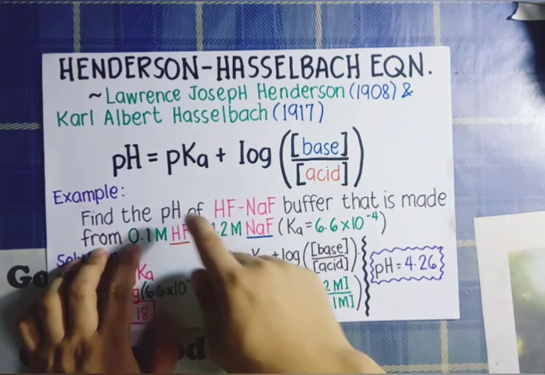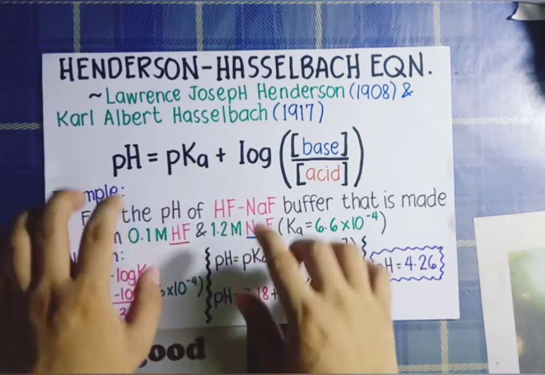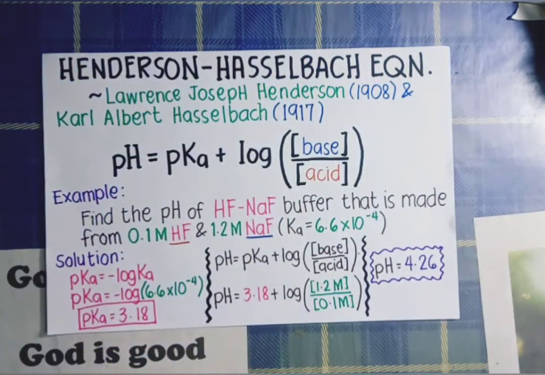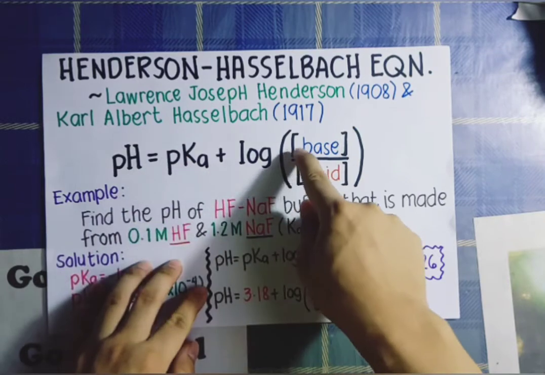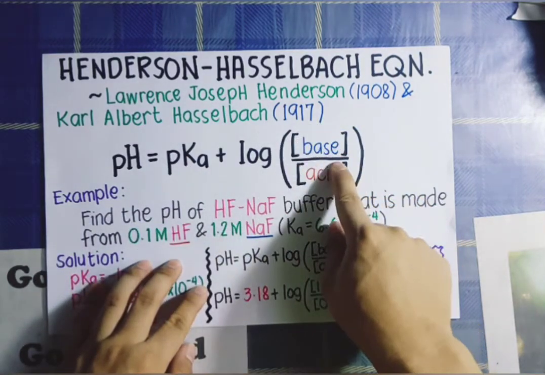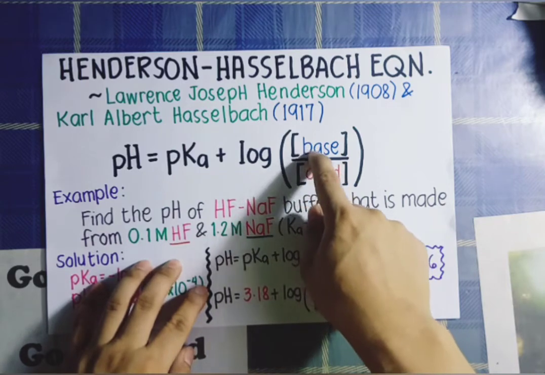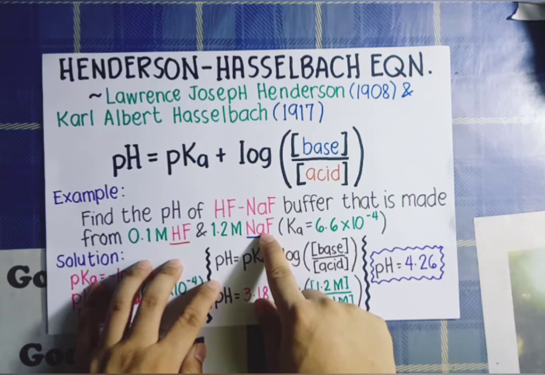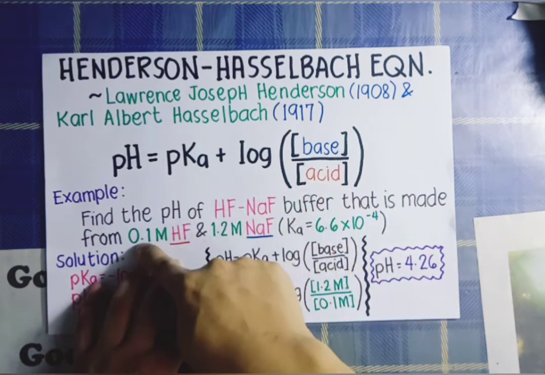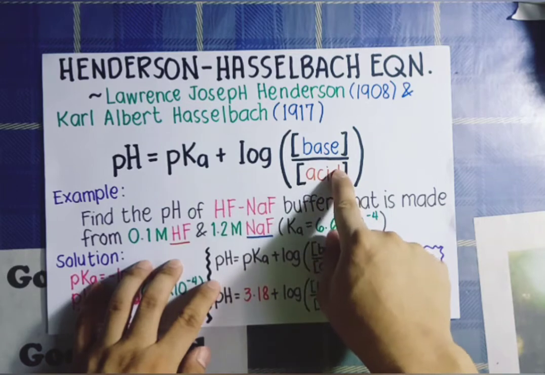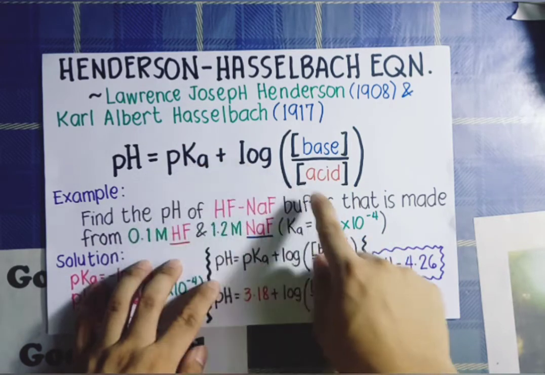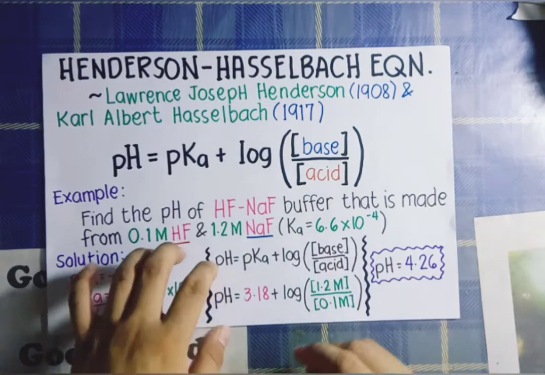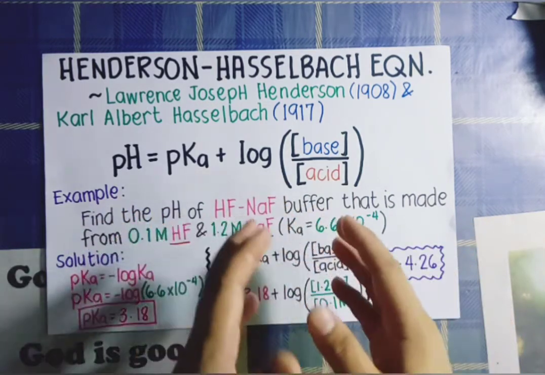So for us to be able to compute the pH of our buffer solution, we are going to use the Henderson-Hasselbalch equation. There are some values needed in the equation, namely the pKa, the molar concentration of base, and the molar concentration of acid. Here, we have the molar concentration of base, and that is 1.2 molar. Again, sodium fluoride is our base here. We also have the molar concentration of acid, and that is 0.1 molar. That is our acid here. But we don't have pKa. Instead, we have Ka. So how are we going to get the pKa from our Ka?